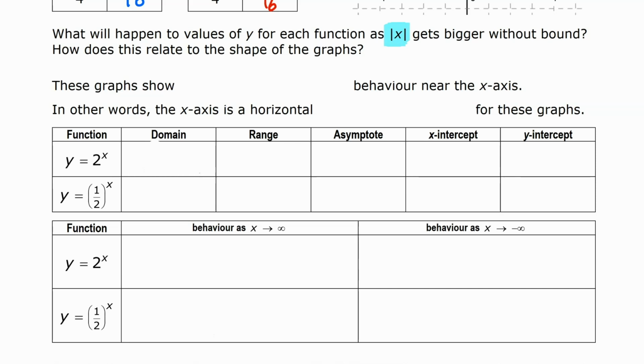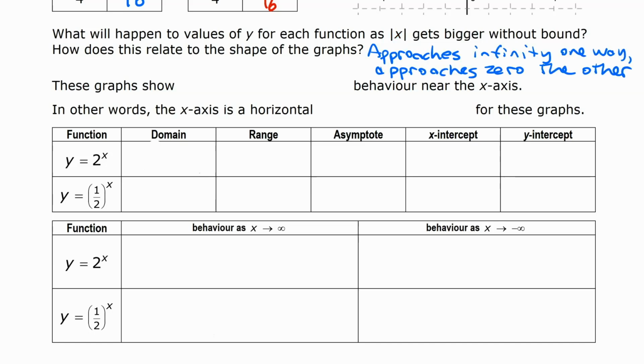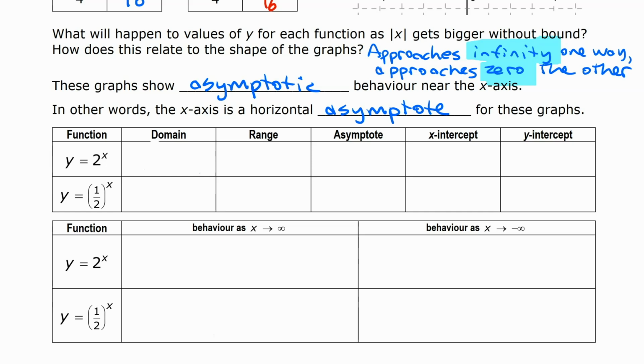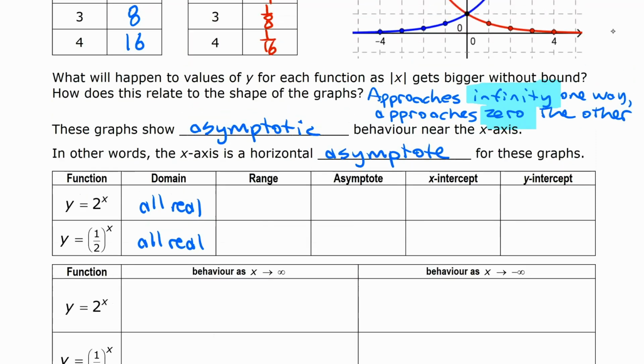We want to know what happens as x gets bigger to the right or as x gets bigger to the left. And we found that one direction, the y values approach infinity, and the other way, the y values approach 0. Now it's different for 2 to the x and a half to the x, but both functions do each of those things on one side or the other. And we said that that is called asymptotic behavior around the x-axis, or you could say that the x-axis is a horizontal asymptote for that graph. Now, if you're thinking about some of the features of the graph, the domain of this graph, the domain is all real numbers for both of them because we could put any value we wanted in there for x.